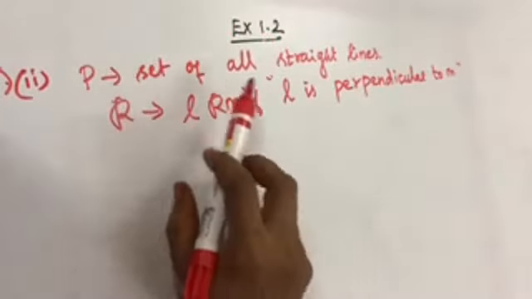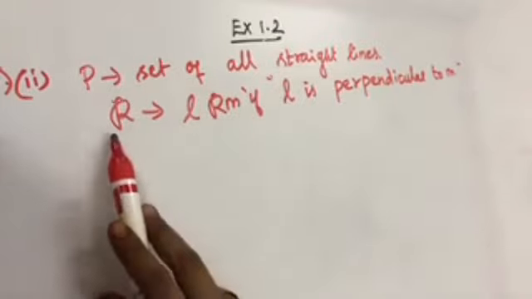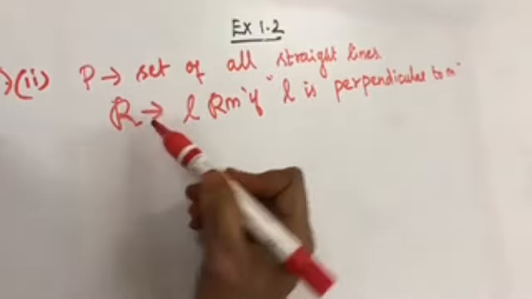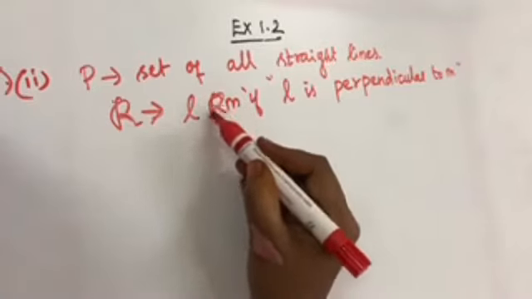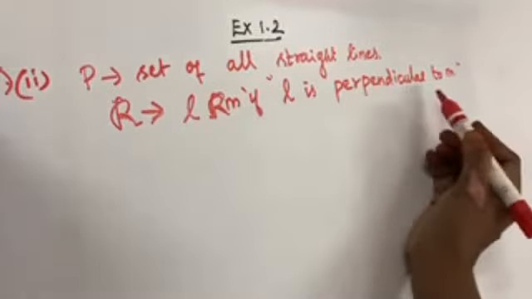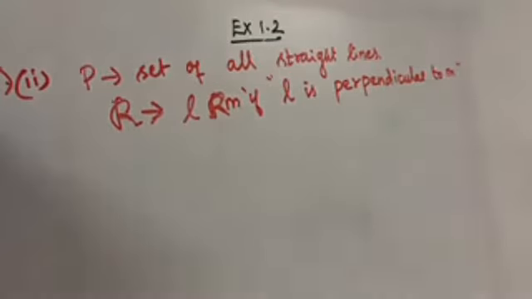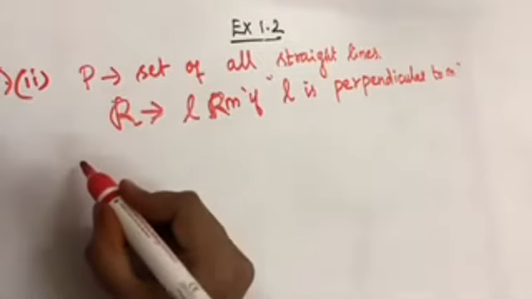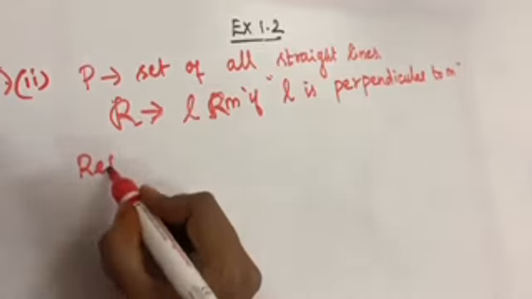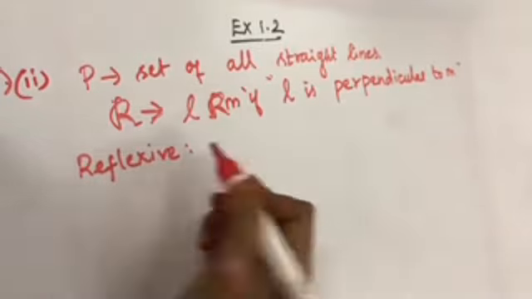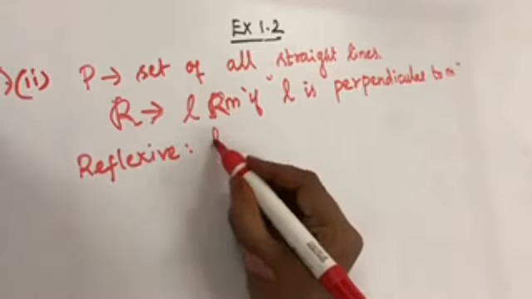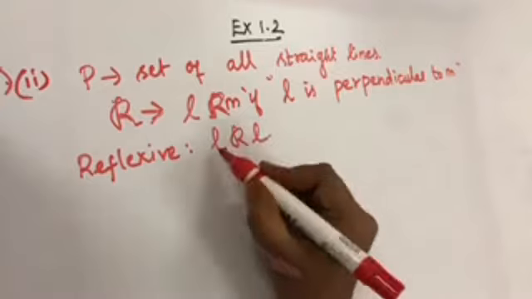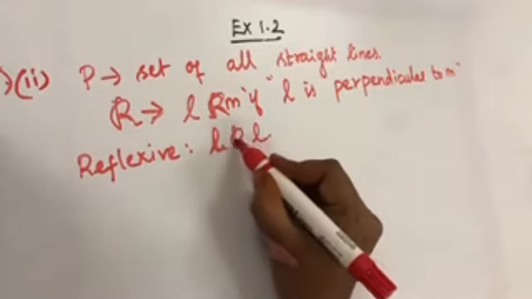P is the set of all straight lines, and a relation is defined as L is related to M if L is perpendicular to M. These are all the set of all straight lines in the plane. Okay. So first condition, reflexive. To prove that, L should be related to L.